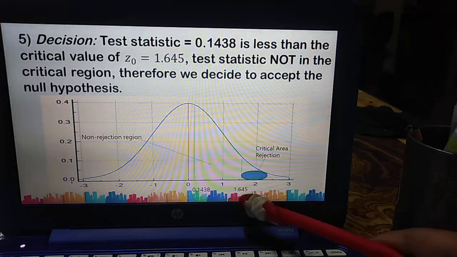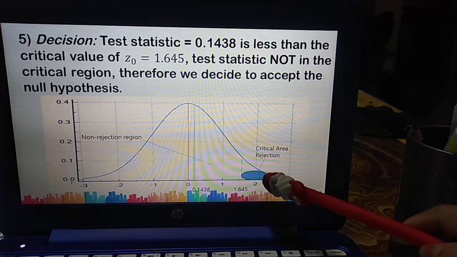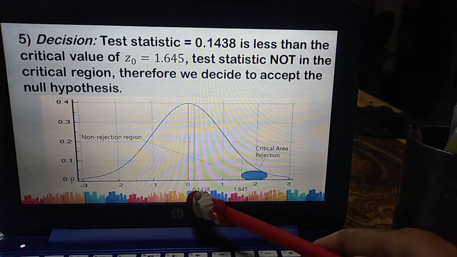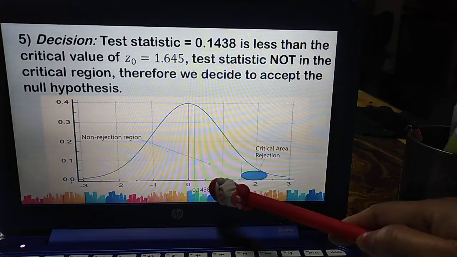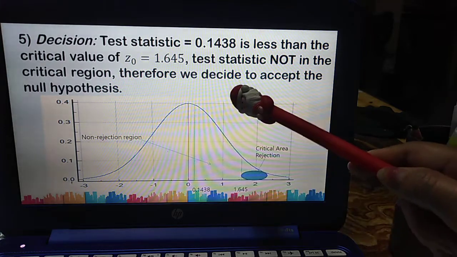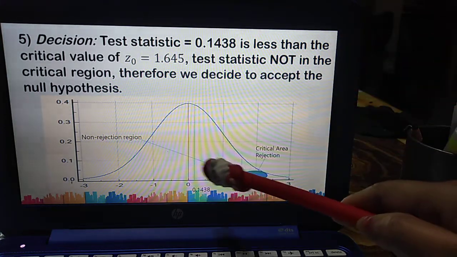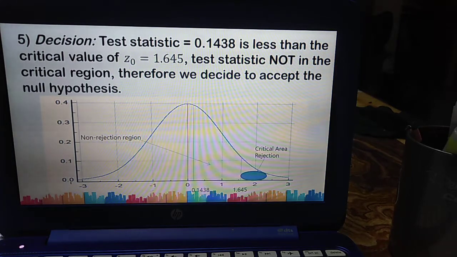So here is 1.645. On the right is the rejection area. But since our test statistic value is 0.1438, it fell under the non-rejection area. Therefore, our decision is to accept the null hypothesis. Again, why do we accept the null hypothesis?